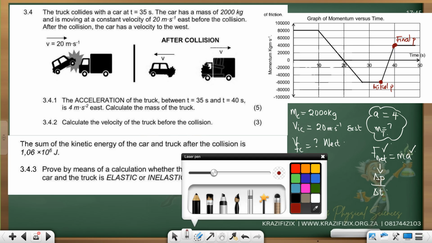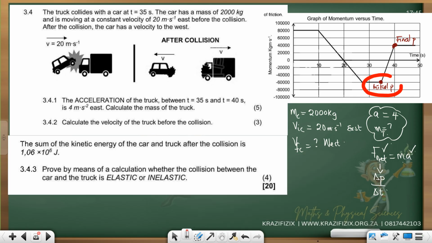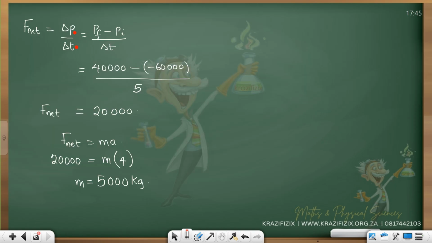So my initial momentum in the highlighter is negative 60, and my final is that. If I use this, I'll be able to get my Fnet, and that's what we did. Fnet is change in momentum over change in time. 40,000 minus 60,000 gave us our Fnet. But Fnet is equal to MA. You just bring things together to give you a solution.